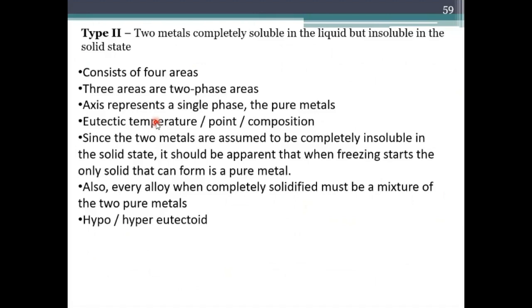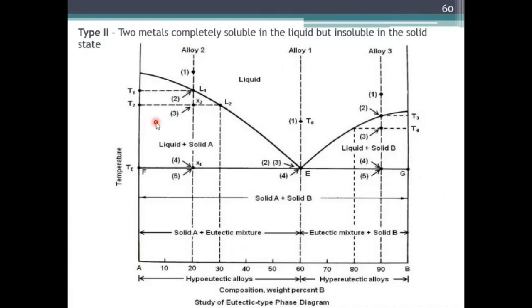Since the two metals which we are taking for combining are assumed to be insoluble in nature, then it is comparatively very easy. Now there are still more complications, wherein we are adding another state called eutectic plus solid state, solid A plus eutectic mixture, or eutectic state.